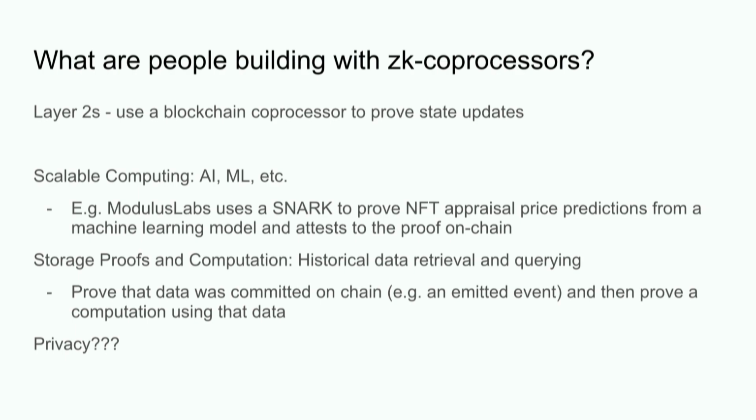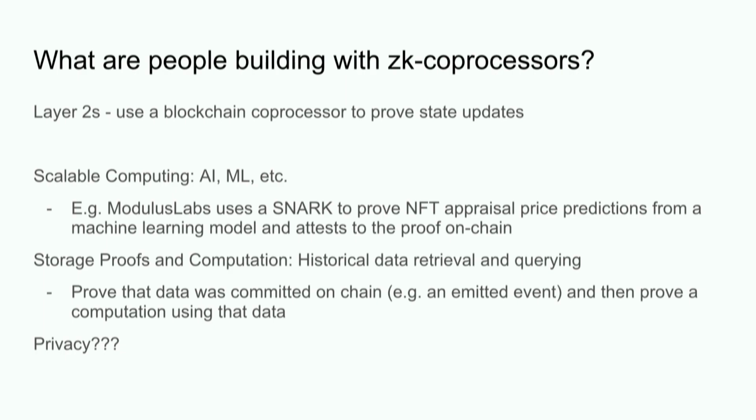So now we've talked about blockchain coprocessors, we've talked about ZK coprocessors, trust assumptions. So what are people doing with this, right? What are people building with blockchain coprocessors and ZK coprocessors?